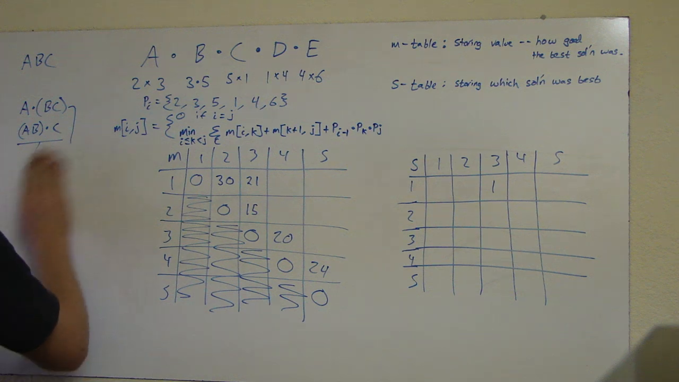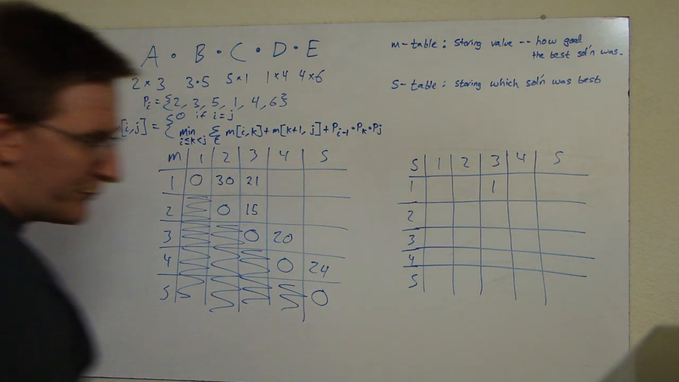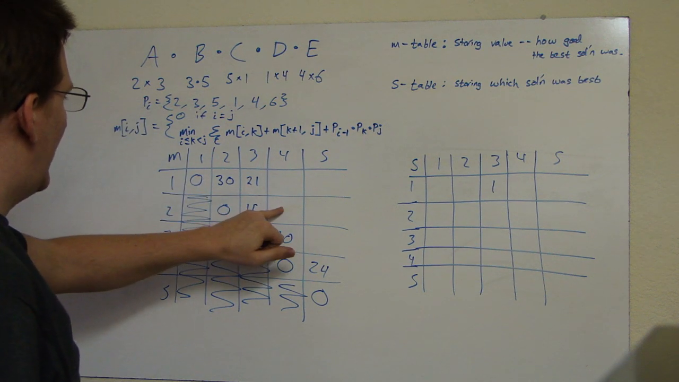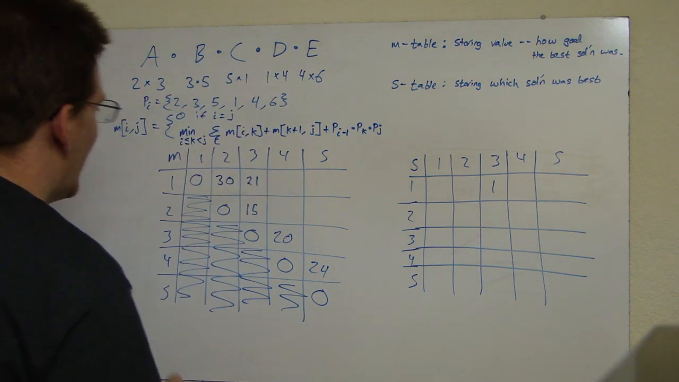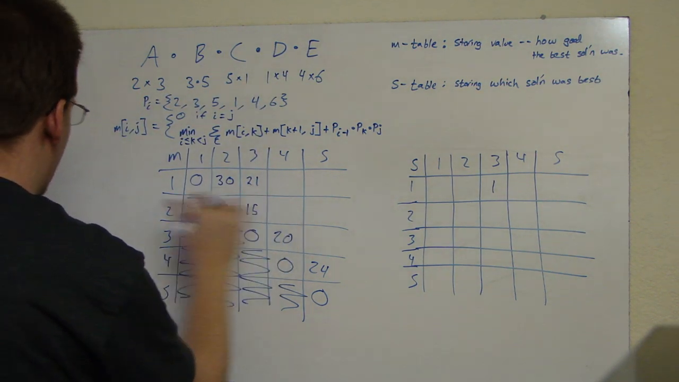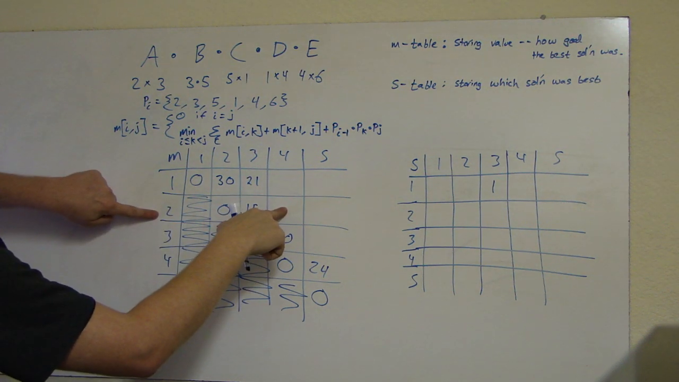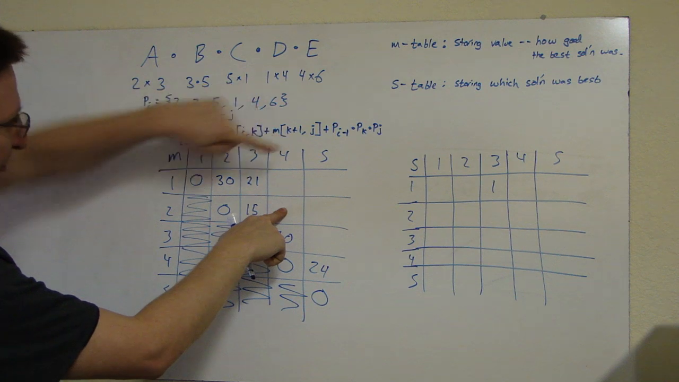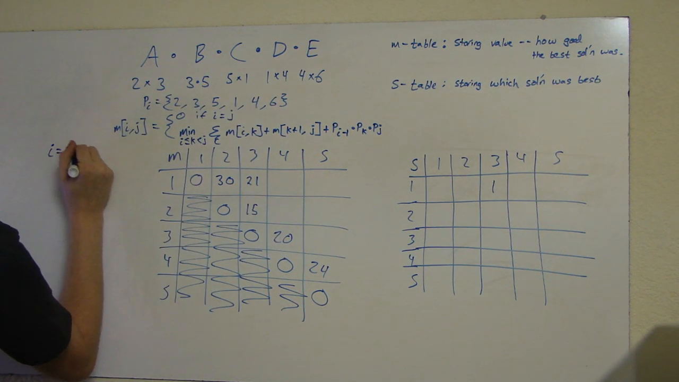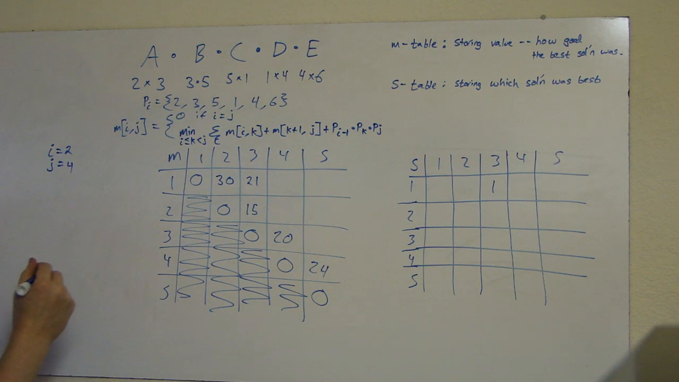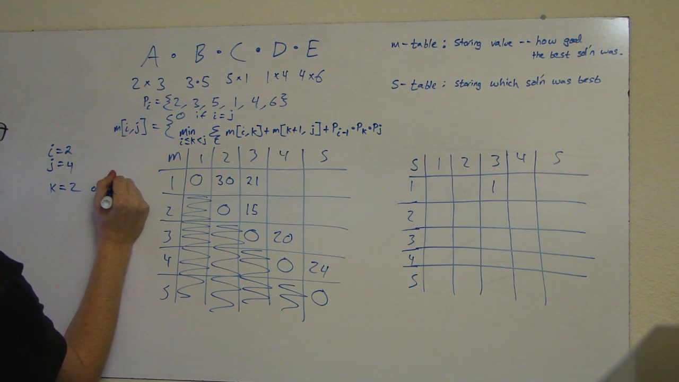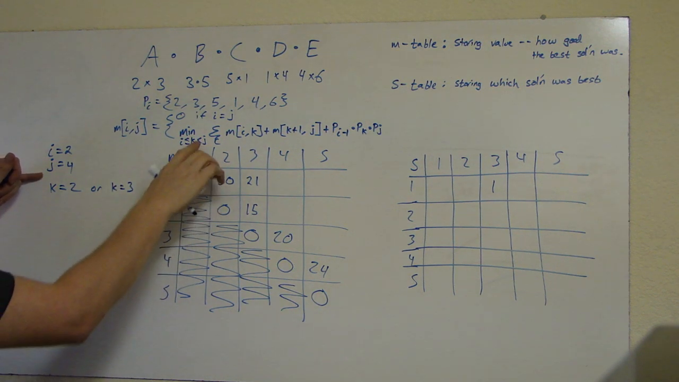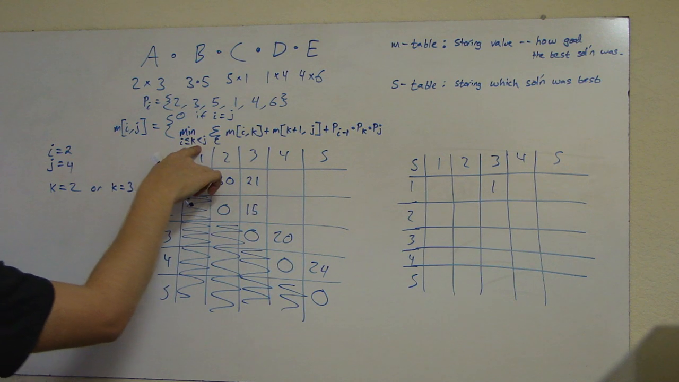If we continue this, we can do it for every element in the table. For this one, which is the equivalent of doing B times C times D, let's consider k equals 1. So this spot is i equals 2, j equals 4. So k can be equal to 2, or k can be equal to 3. But it can't be equal to 4 because it's supposed to be strictly less than j.